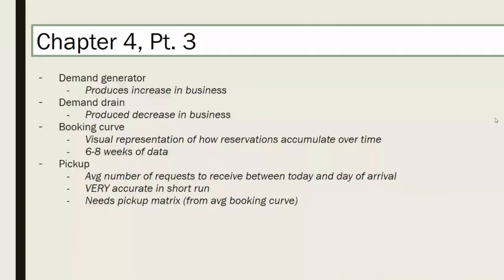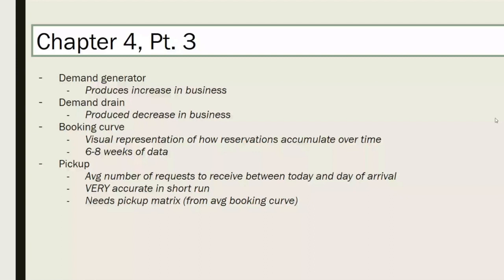We have demand generators. Demand generators are simply events or entities that produce a significant increase in business. So, for example, a demand generator in Switzerland would be the Geneva Motor Show, right? It's an event that causes a lot of people to come into the country, and it stimulates a massive amount of demand for hotels.